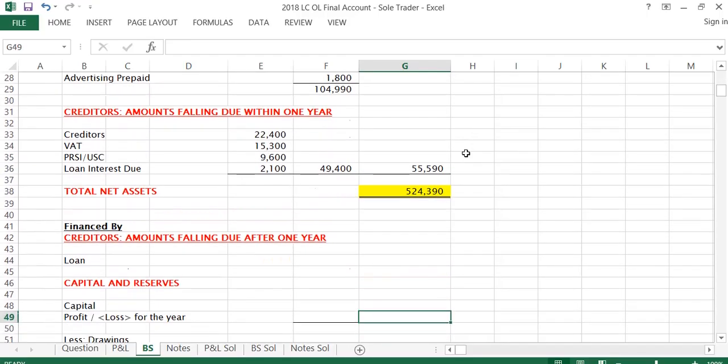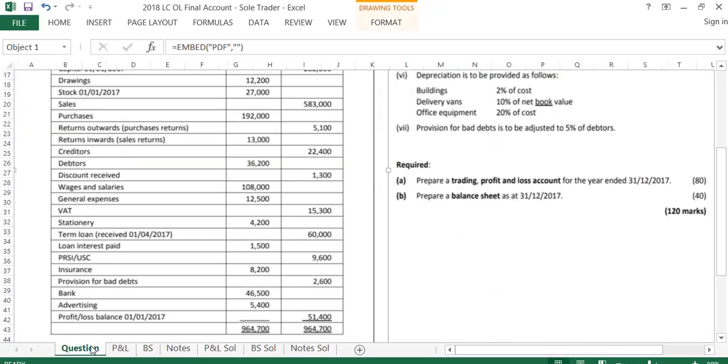Now to finish off the balance sheet, we need to look at the financed by. Financed by is our heading, and the first thing we're going to have underneath that are our creditors' amounts due after 1 year. So that will be our long-term loan. From the trial balance, we can see that the term loan is 60,000. We got a loan of 60,000 during the year. So that's our long-term loan of 60,000.